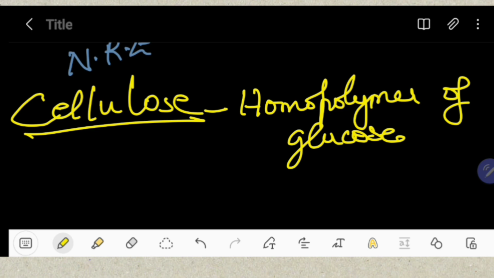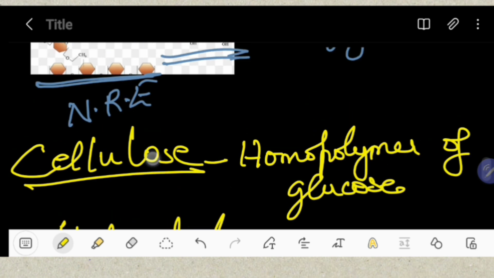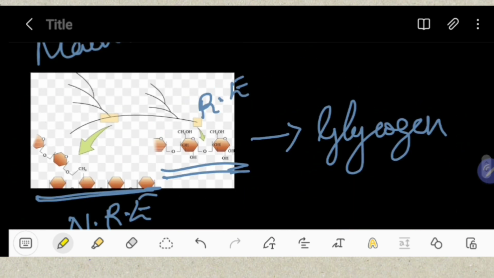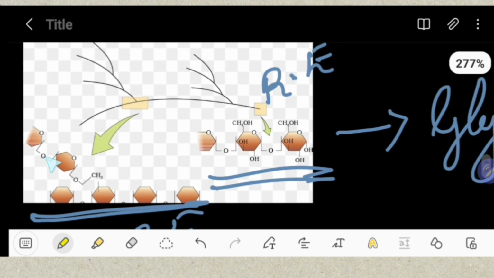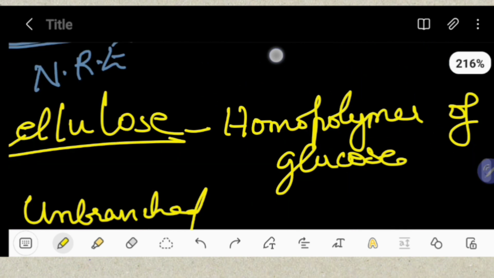Cellulose is made only of glucose, and it is an unbranched homopolymer, because you see this is the branched homopolymer. Can you see the branching and all? Can you see this? So this is the branched homopolymer of glucose.